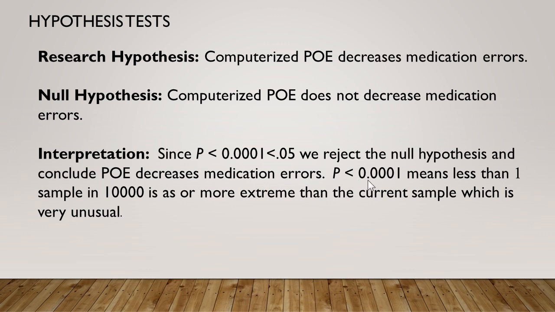And again, that p less than 0.0001 means this is in the 1 in 10,000th place. So that means that less than 1 sample out of 10,000 is going to be as extreme or more extreme than the current sample that was analyzed. And that would be really unusual. That's a very unusual result, highly significant. So hopefully this gives you some insight and will help you out with your final paper.